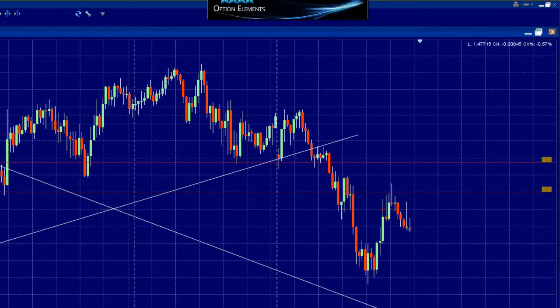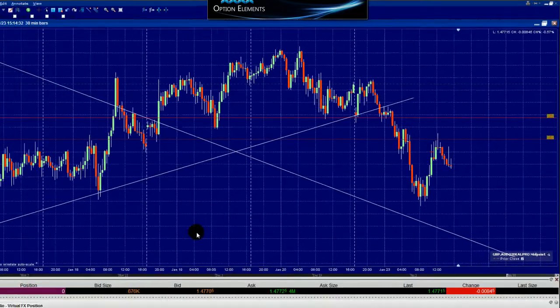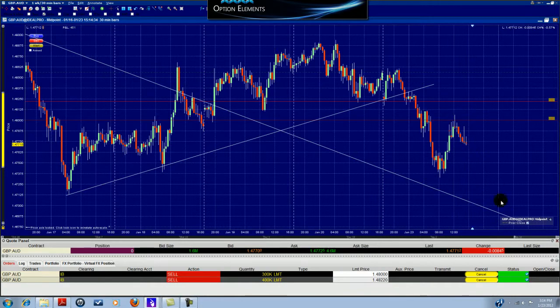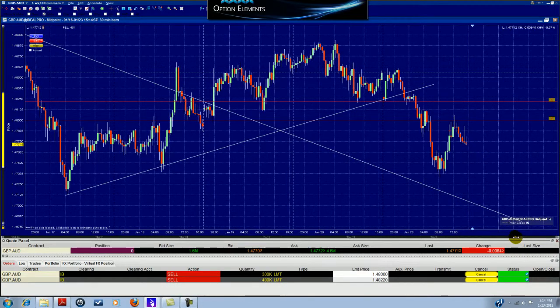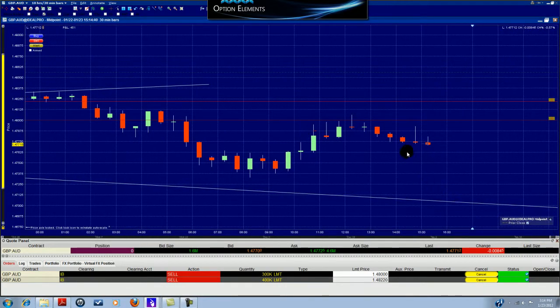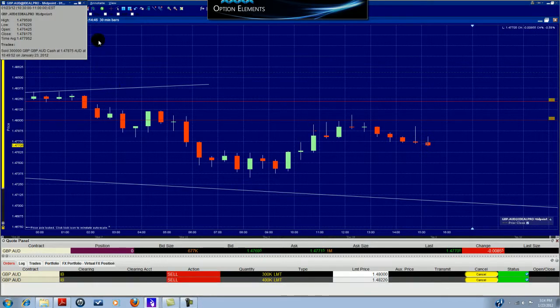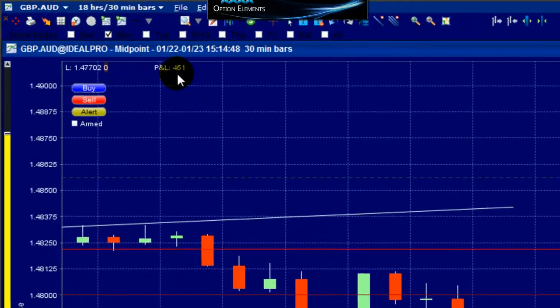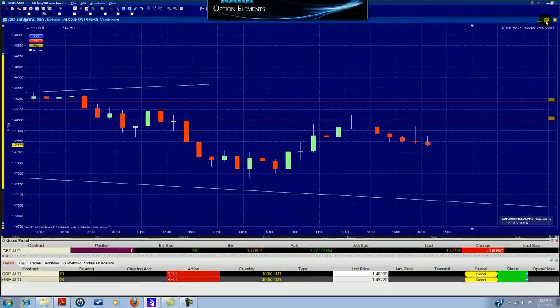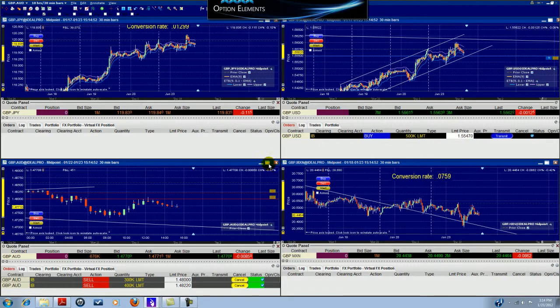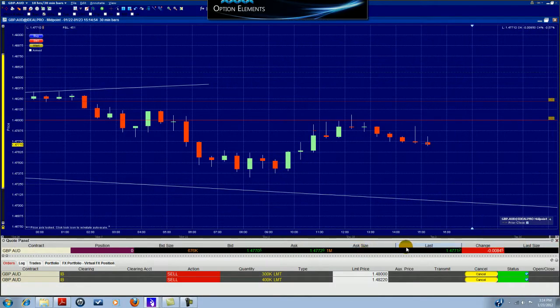Okay, so we got filled on our purchase order to buy the 300 of the British pound Australian dollar right here on the hash mark. And zoom it in. There we go. There's the buy. That was our original sell right there. So see what we did. We made 451 on that. Okay, so we've had, well, let me fix this chart before I continue talking.